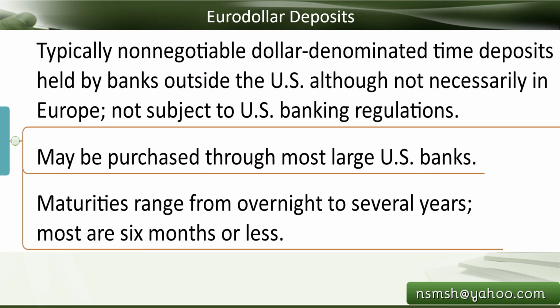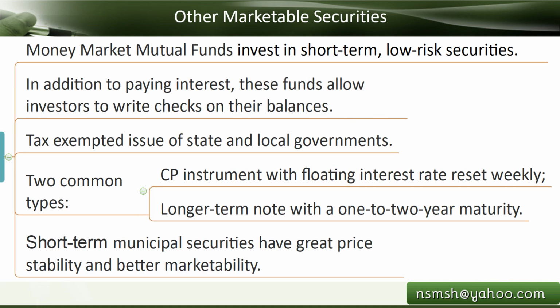So let's understand in more detail about eurodollar deposits. Typically non-negotiable dollar-denominated time deposits held by banks outside the US, although not necessarily in Europe, not subject to US banking regulations, may be purchased through most large US banks. Maturities range from overnight to several years. Most are 6 months or less.